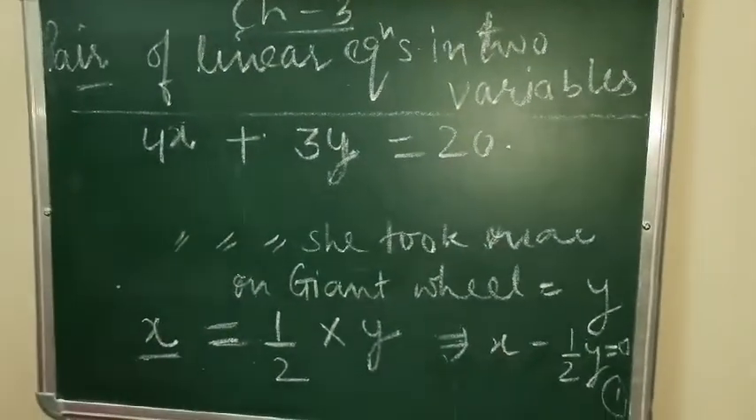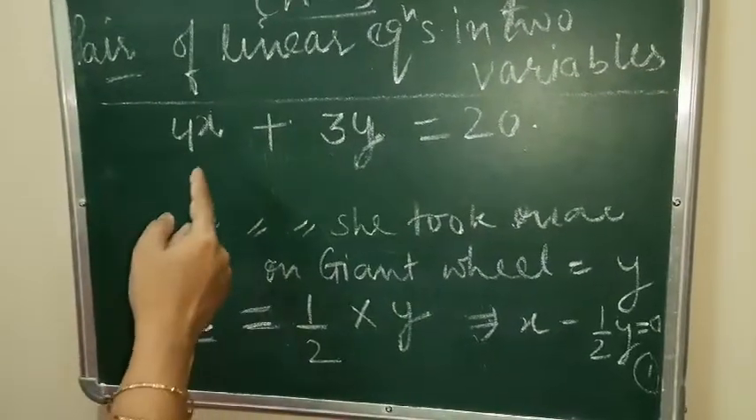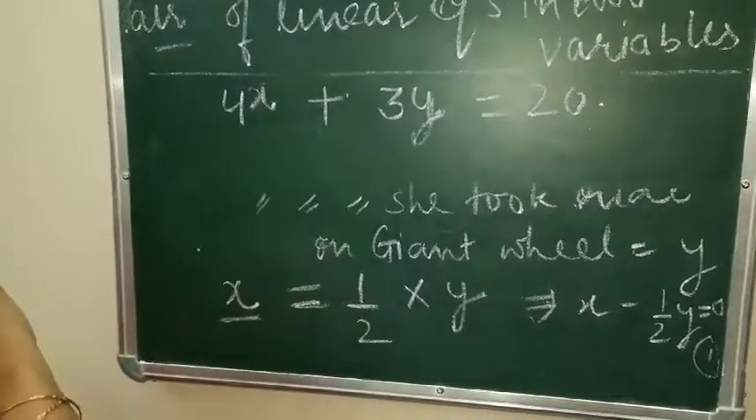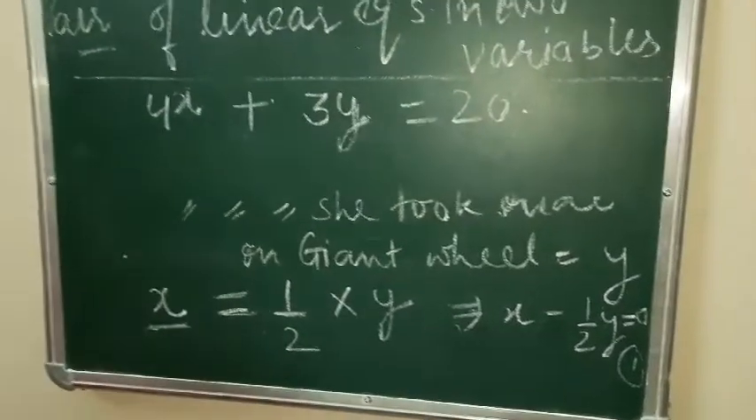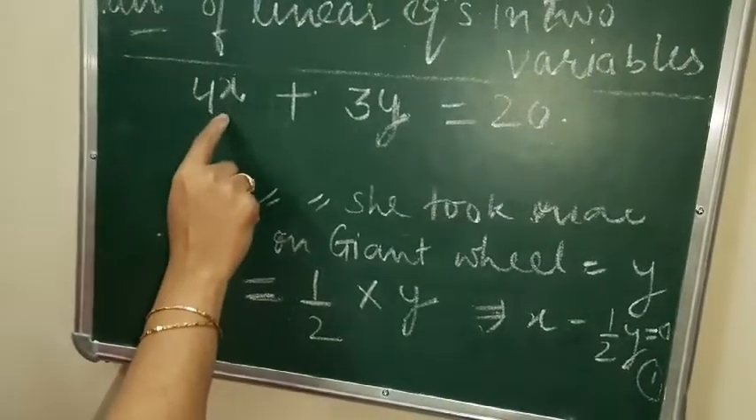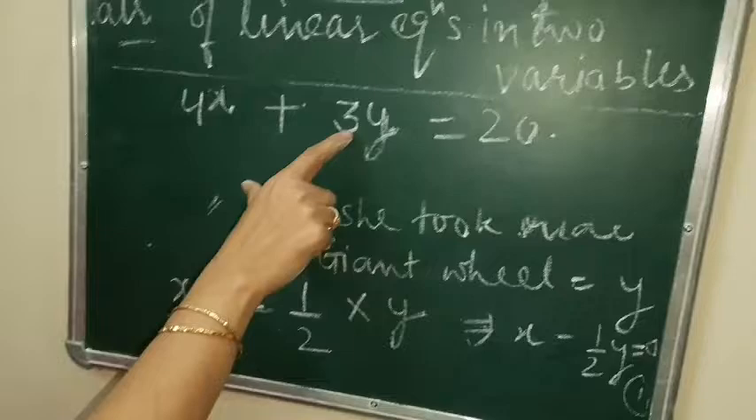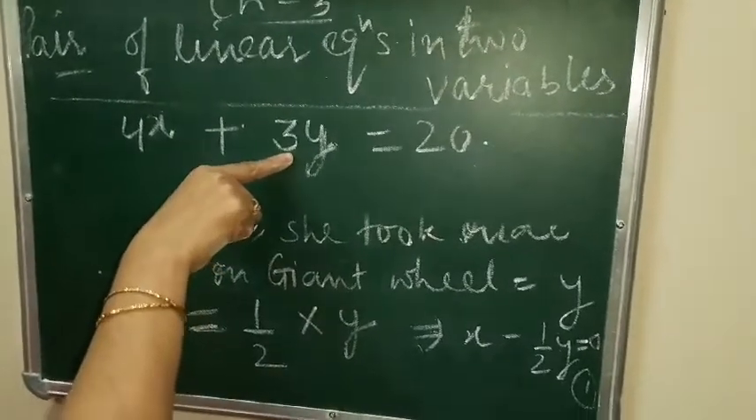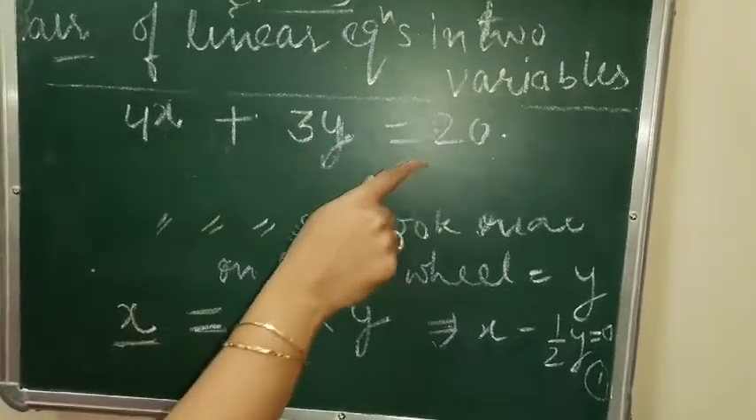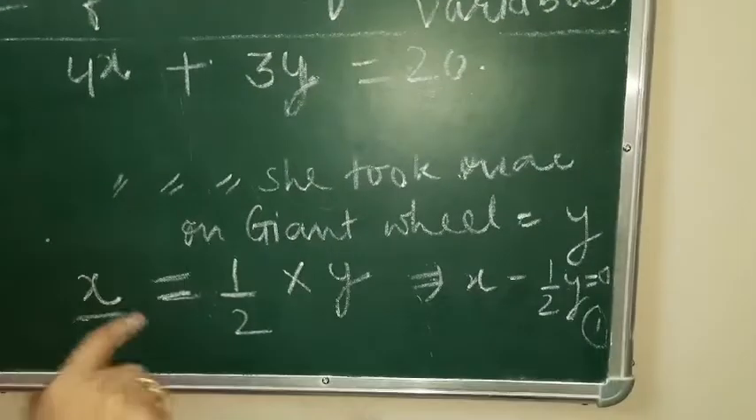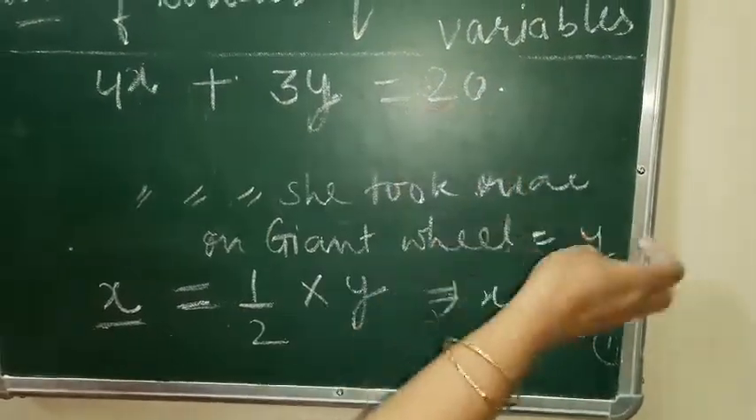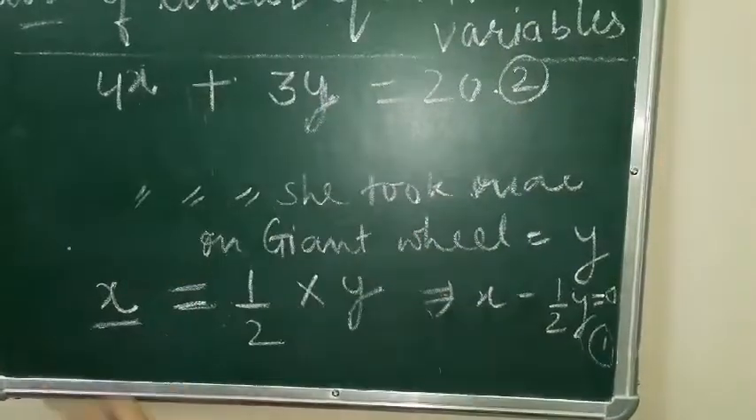Then it is given that the money she spent on hoopla is 4 per game. That means for one game she has to spend rupees 4 for a hoopla game. Now we don't know how many times she has played. So the total money she spent on hoopla is 4X. Similarly, money spent on one ride for the giant wheel is rupees 3, and total we don't know. So it is 3Y. And we know that in total for both the games she had spent rupees 20. So 4X plus 3Y equal to 20. This is your second equation.